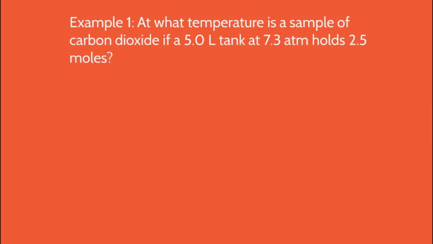At what temperature, which is our T, does a sample of carbon dioxide of 5 liters, that's our volume, at 3.7 ATM hold 2.5 moles? And that's our N. So who are we trying to find? Temperature. So we use our PV equals nRT.